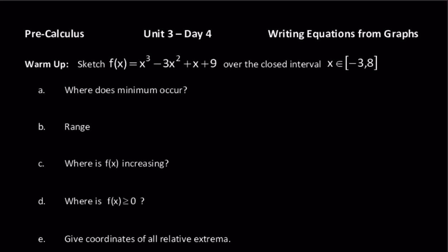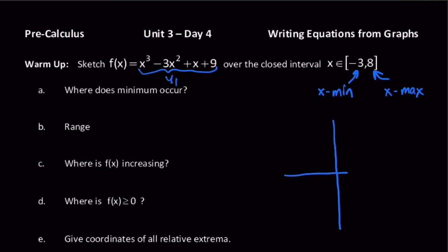In this first example, I want you to sketch f of x equals x cubed minus 3x squared plus x plus 9 over the closed interval x is an element of negative 3 to 8. So what that's going to do is set our window. X min is going to be negative 3 and x max will be 8. I'm going to put this into y1. Probably want to put y2 equals 0 while you're at it.